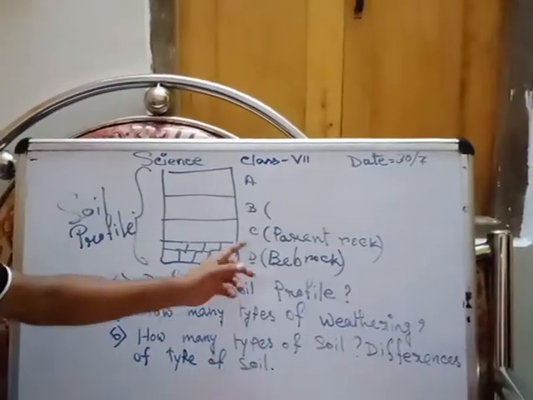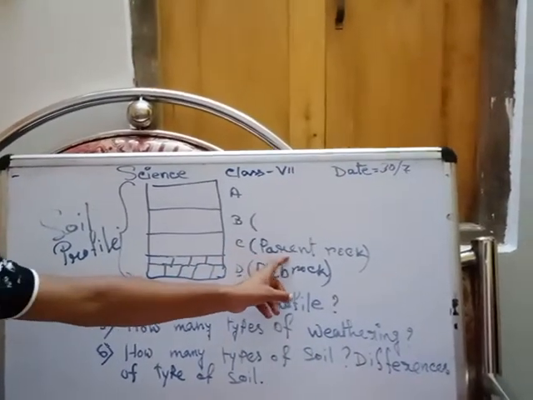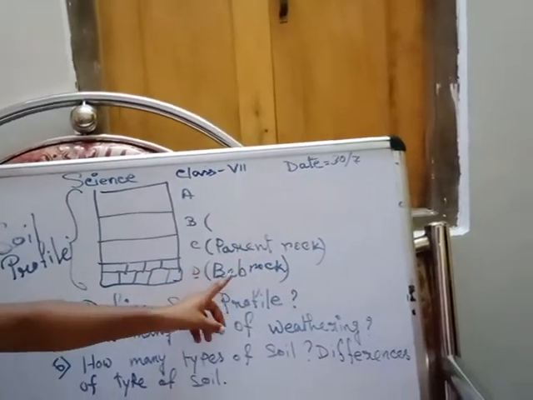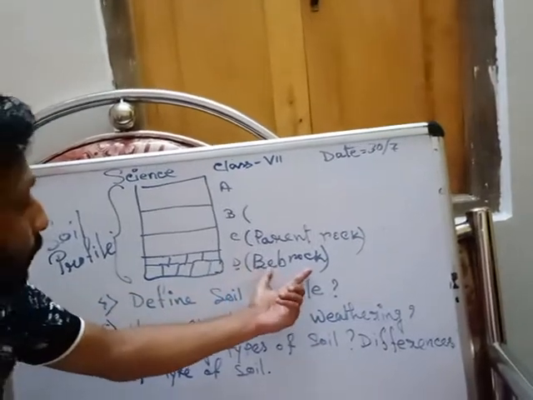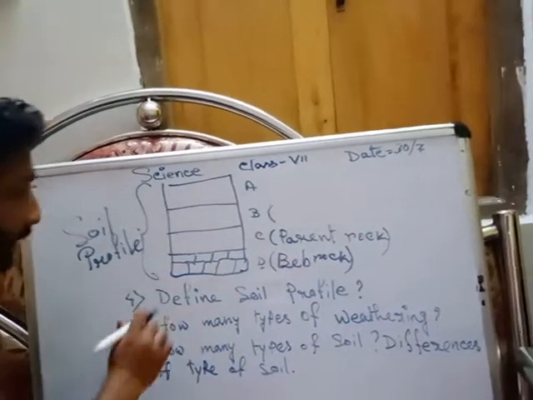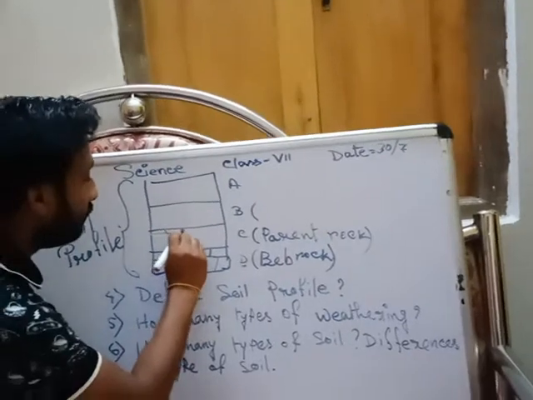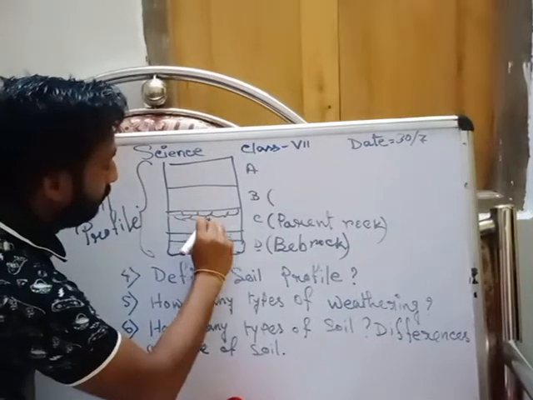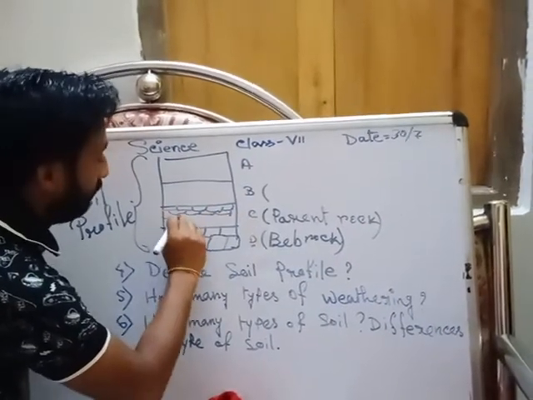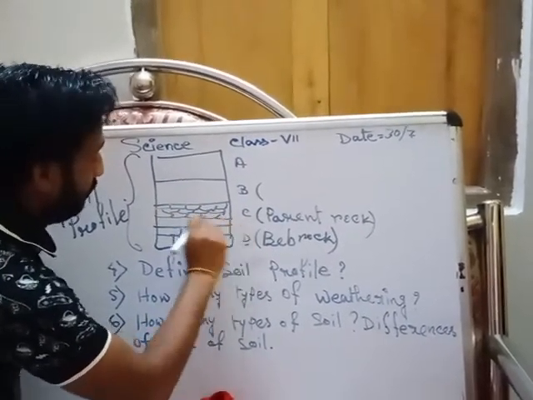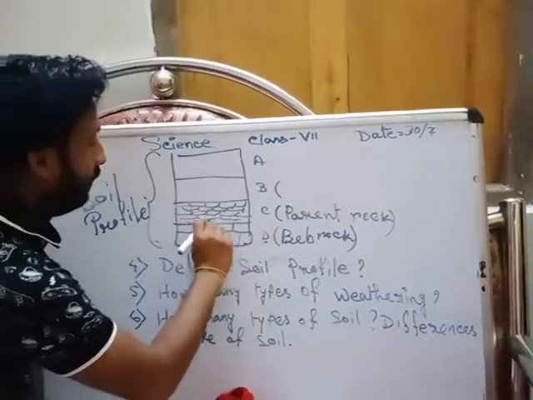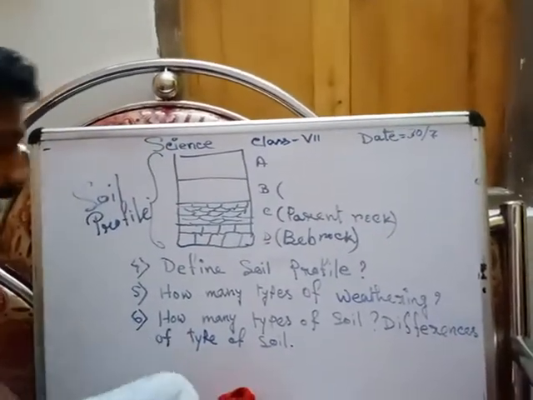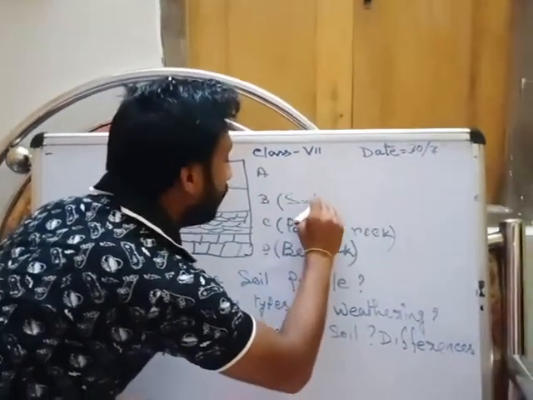Okay, the C horizon or C zone is made of parent rock, and the D zone or D horizon is formed of bedrock. It is the bedrock. Then I will go to B. That means the B horizon is the subsoil. It is called the subsoil.